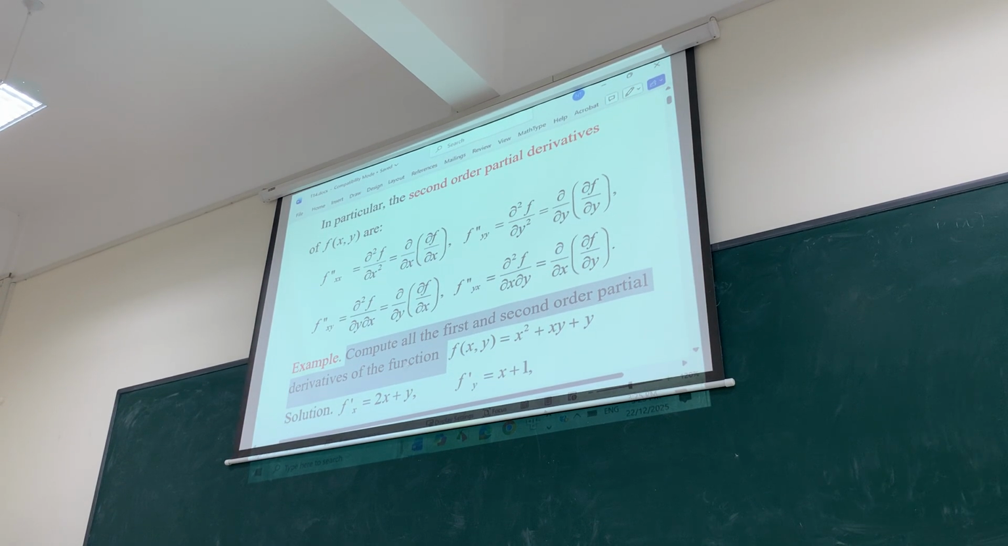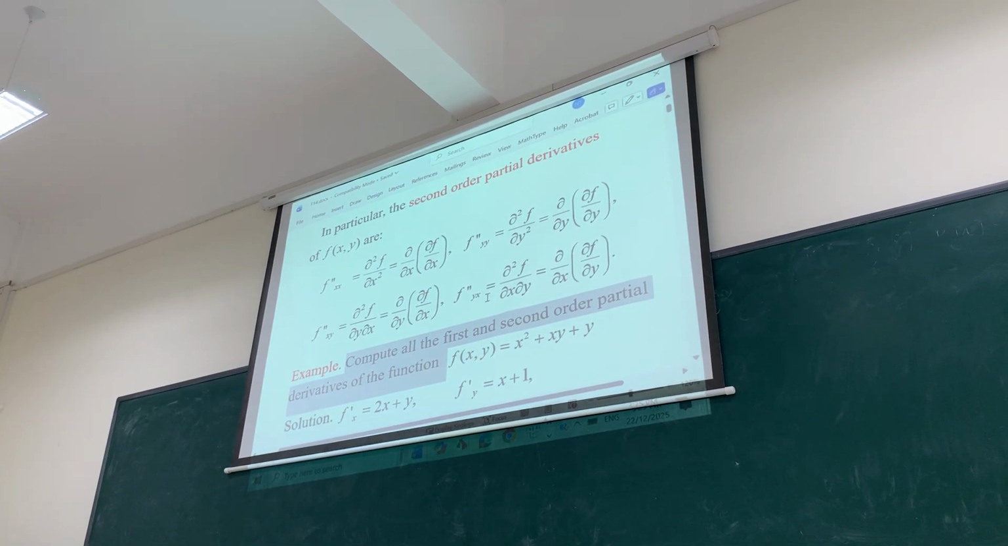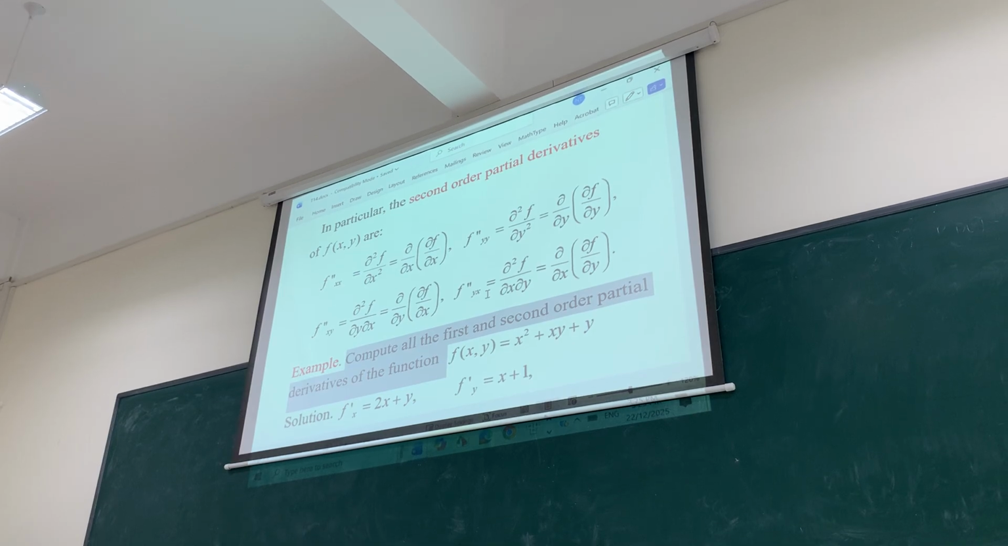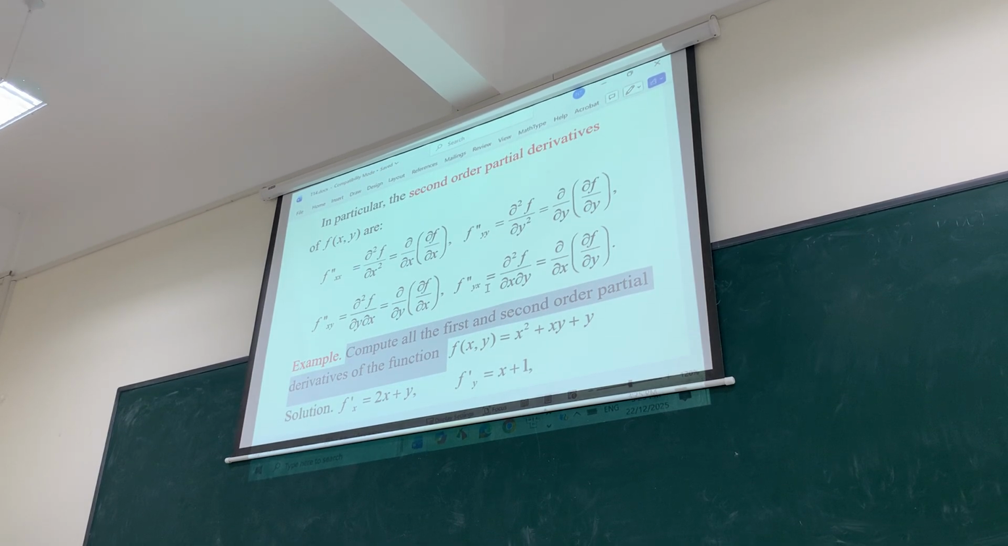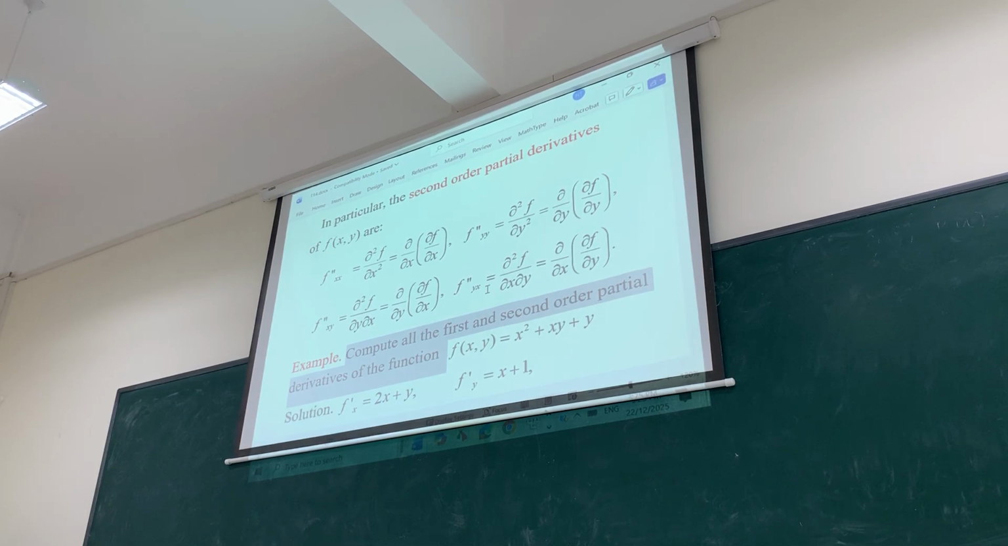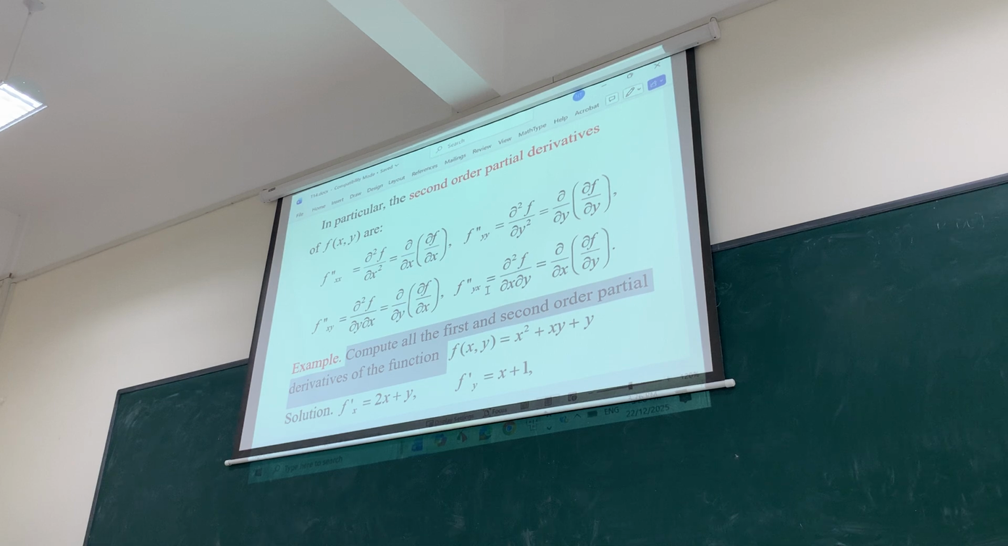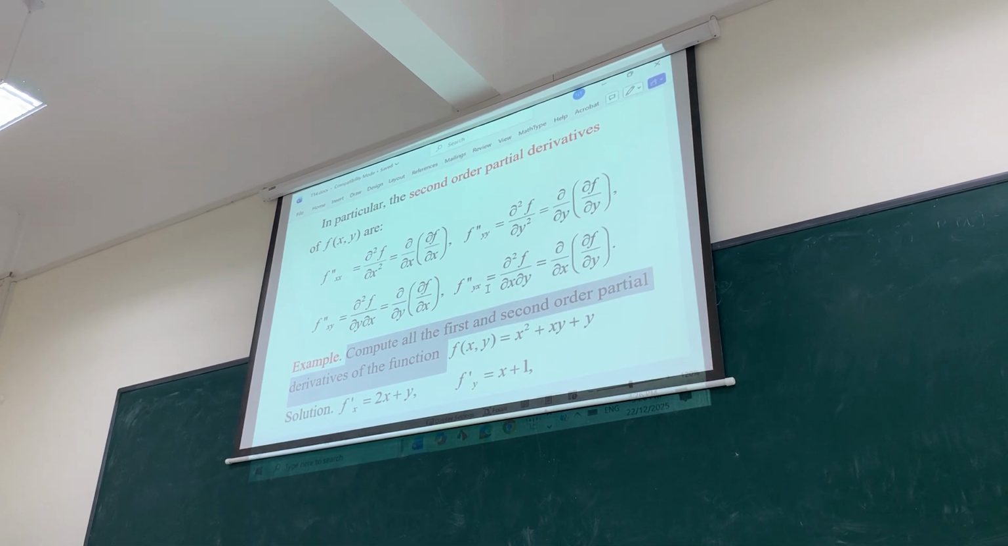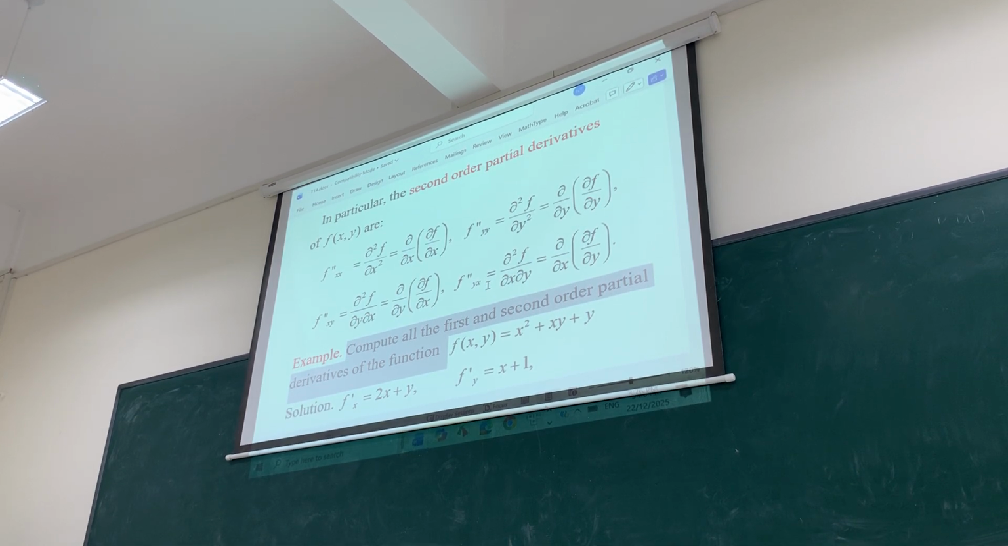First order, very easy to find the first order partial derivative function. F prime x: listen to the first order. First order partial derivative function with respect to x. Now, how to find the first order partial derivative with respect to x?